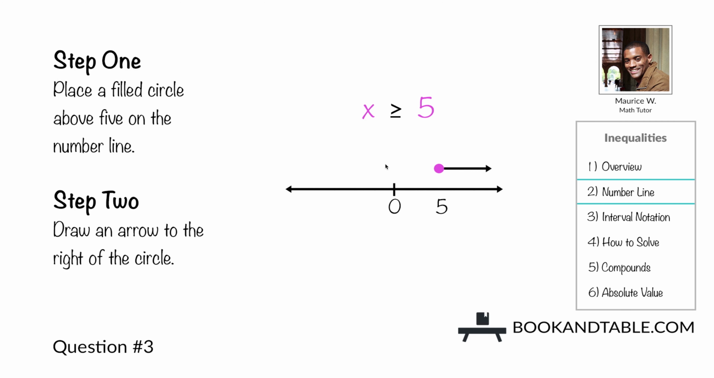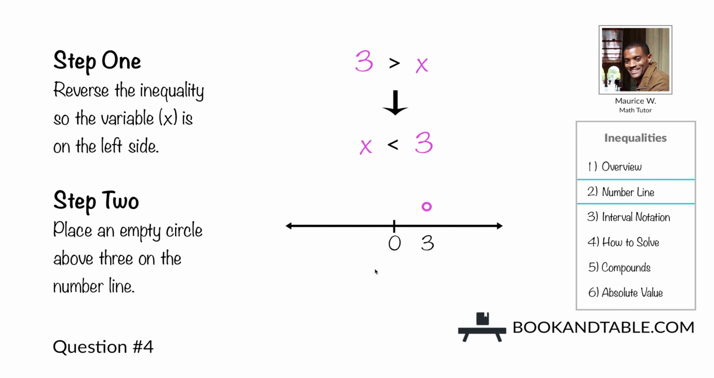Question number 3, you were given x is greater than or equal to 5. Since it is greater than or equal to, step 1 is you place a filled circle above 5 on the number line. And step 2, since we were discussing greater than, the arrow that we draw goes to the right of the circle. So this would be your answer to question number 3.